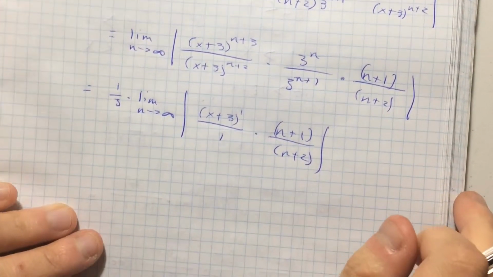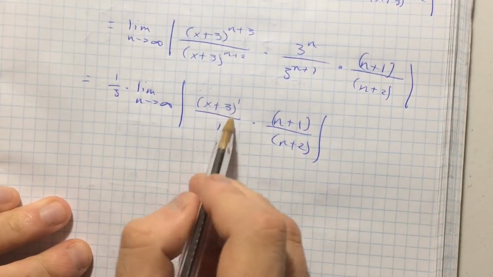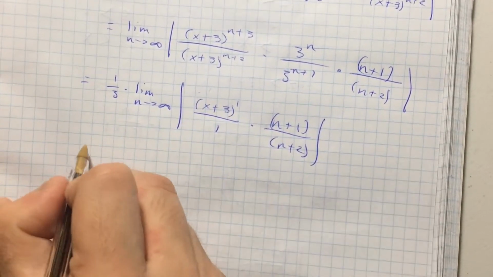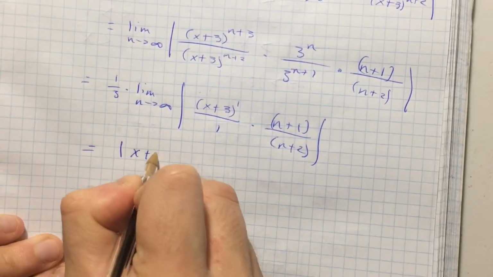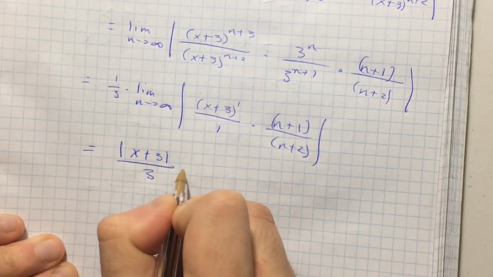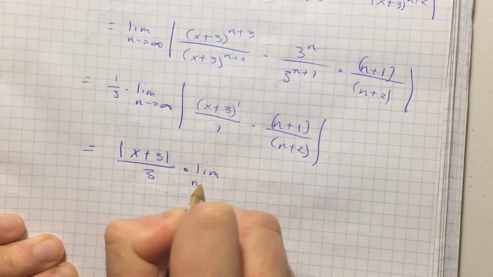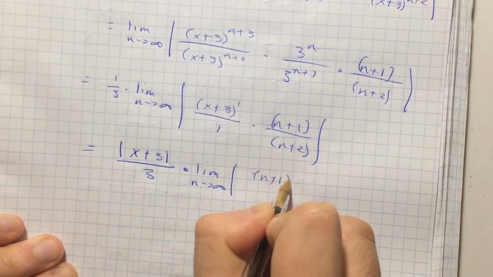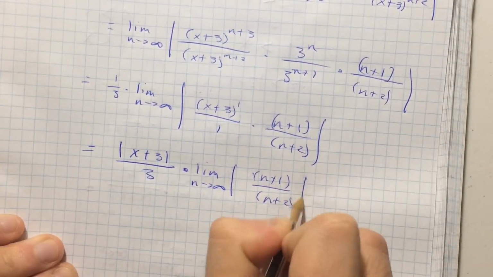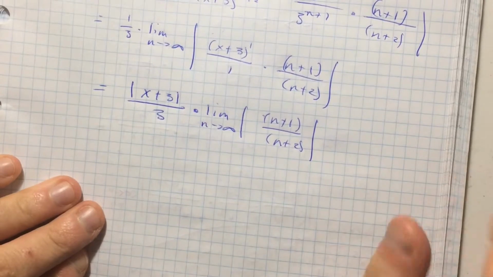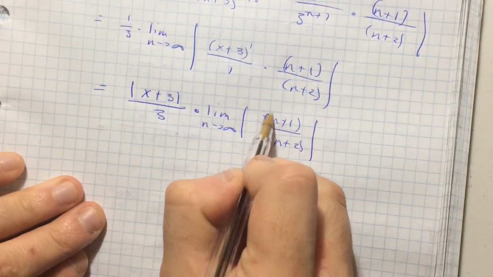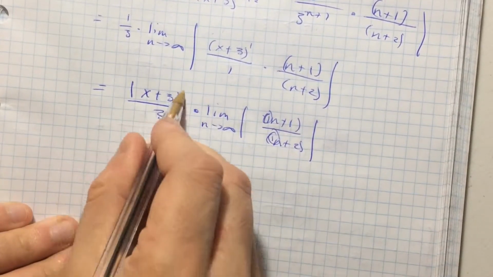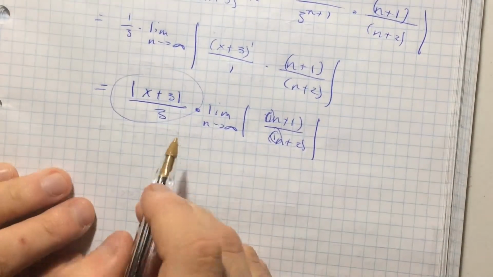All I'm doing is a little bit of manipulation here. Now the limit only depends on n, so I can take the x plus 3 in front. This is equal to the absolute value of x plus 3 over 3 times the limit as n approaches infinity of the absolute value of n plus 1 over n plus 2. The ratio of the coefficients of the highest power term is 1, so this is just times 1. My answer is the absolute value of x plus 3 over 3.